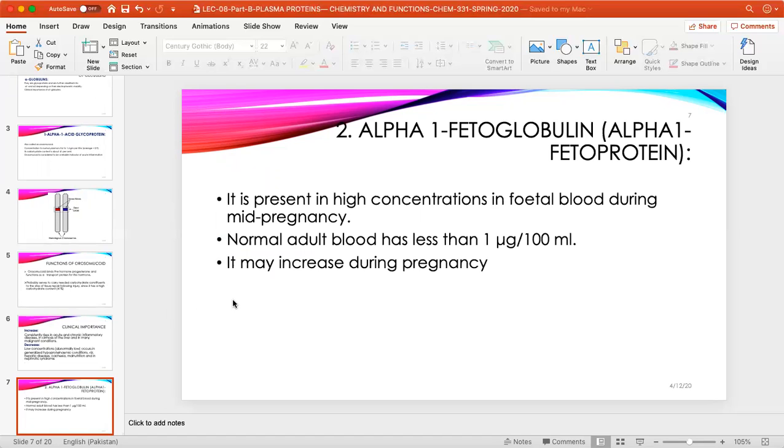Now we come to the next slide. This is number 2 kind, known as alpha 1 fetoglobulin, or in other words, also known as alpha fetoprotein. It is present in high concentration in fetal blood during mid-pregnancy, and normal adult blood has less than 1 microgram per 100 milliliter, but may be increased during pregnancy.